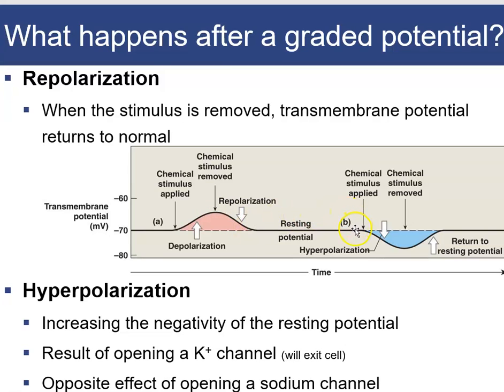Sometimes, though, a stimulus will take that transmembrane potential in the opposite direction, further away from zero. This is known as hyperpolarization. We are going to increase the negativity of the resting potential. This happens when potassium channels are opened and potassium starts to leave the cell and the cell loses more positive charges. It has the opposite effect of opening a sodium channel.